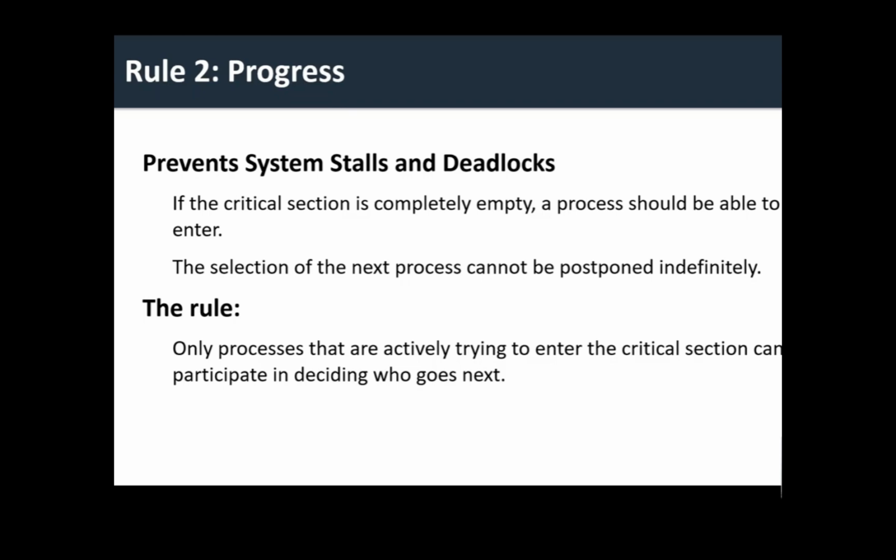Let's say we have process A and process B. Those processes get executed, and the critical section is empty. So we have to execute process C also, right? So it's just that thing, progress. You have to run processes again and again, and it's not like one process is just staying there, not running at all. What's the rule? Only processes that are actively trying to enter the critical section can participate in deciding who goes next, right?